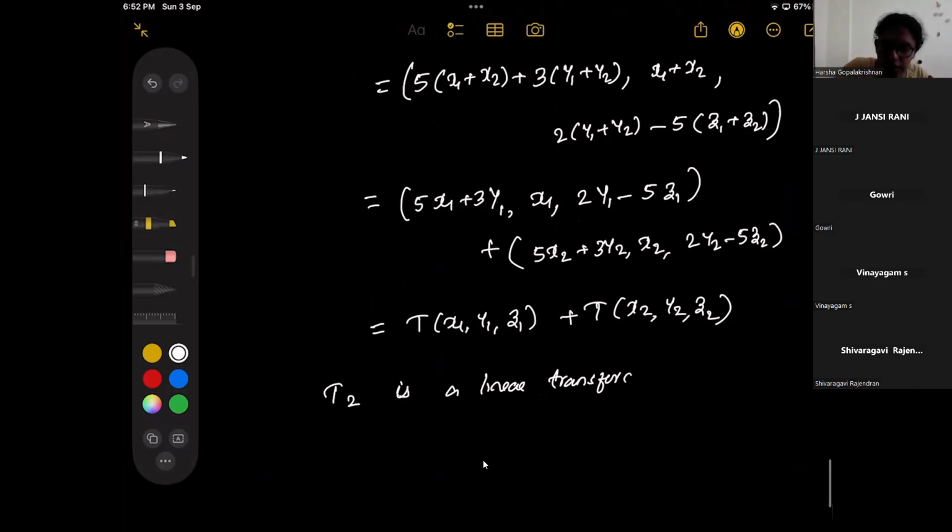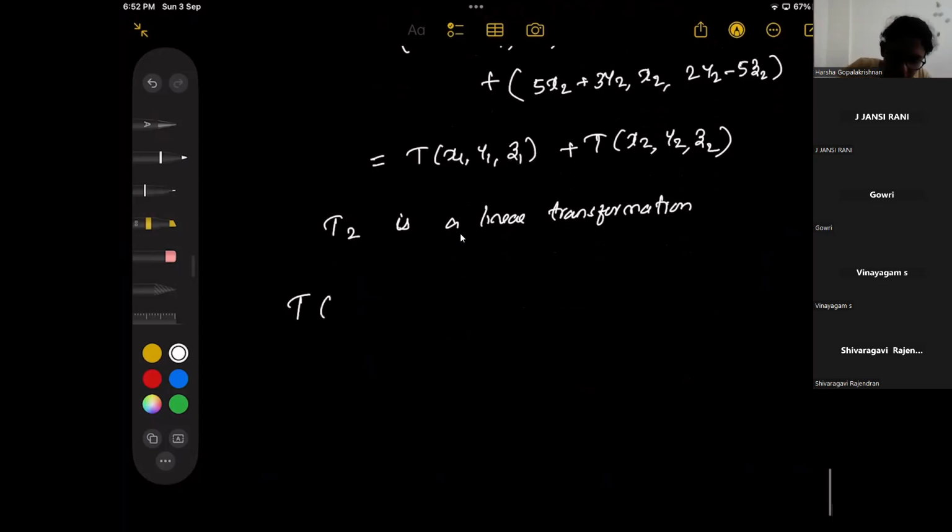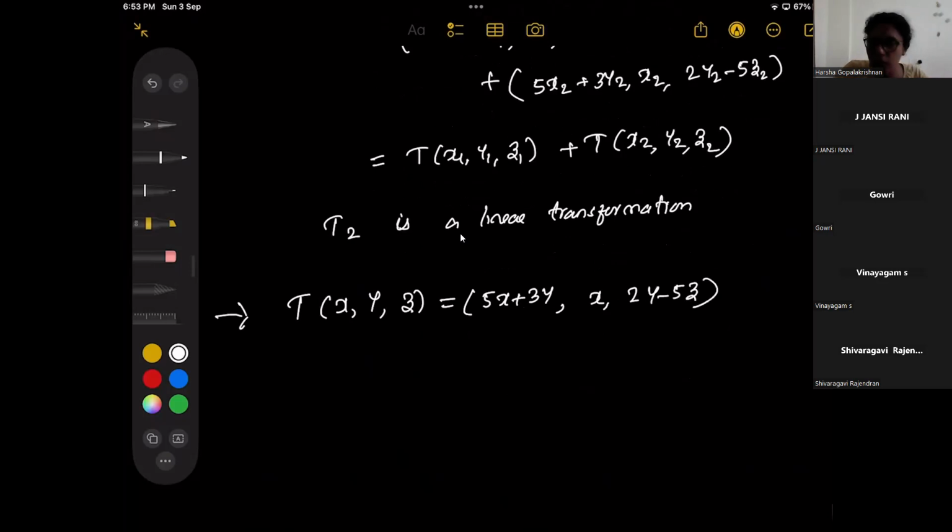So someone has asked a question: how can we write the linear transformation in a matrix form? So let us do that question with this example. So let me write the linear transformation. Instead of T2, I am writing just T for simplicity. So T of x, y, z equal to 5x plus 3y, x, 2y minus 5z. This is our linear transformation. Now the question is to find the matrix form.